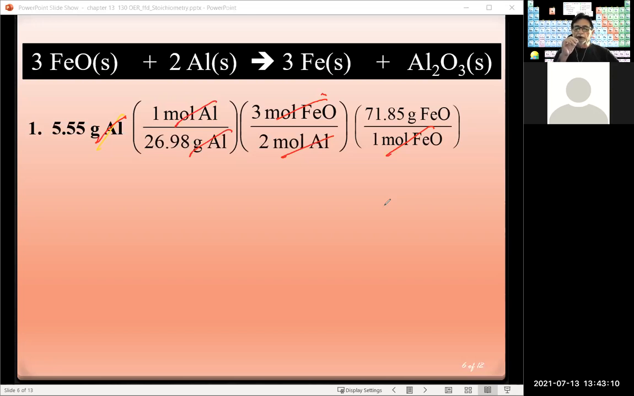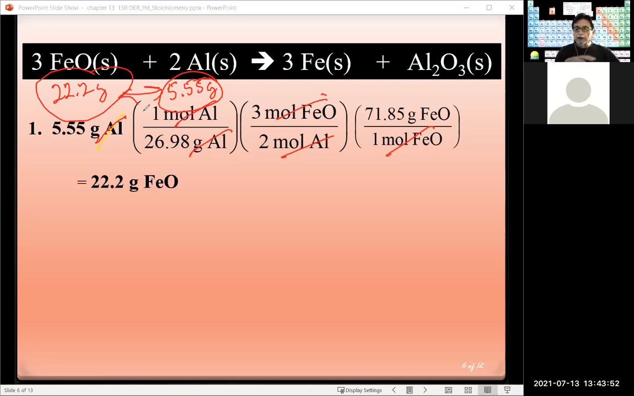And now, at this point, it's a matter of doing the math. 5.5 divided by 26.98, multiplied by 3, divided by 2, multiplied by 71.85. Okay. And you should end up with 22.2 grams. Now, what you just calculated is the following: if I start off with 5.5 grams of aluminum, I need 22.2 grams of iron 3 oxide for this reaction, okay?